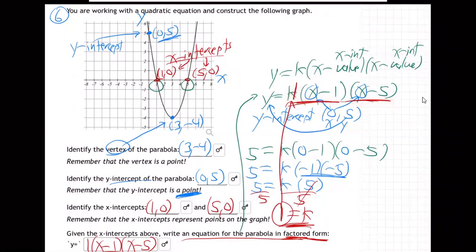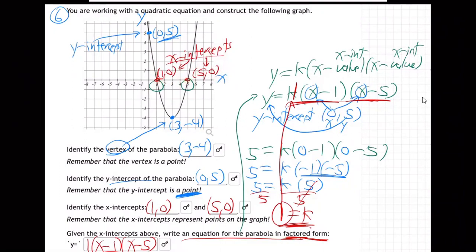Now, why does this work, by the way? I don't want this to be totally magical. Why can you write a parenthesis x minus x-intercept value and then another parenthesis x minus x-intercept value? Well, because at these points, look at the coordinates. The x is 1, the y is 0. The x is 5, the y is 0. So in both cases, y is 0. These are the points where y is 0.